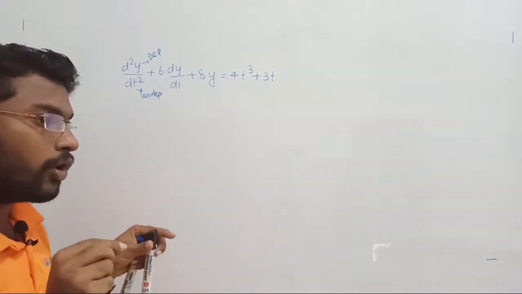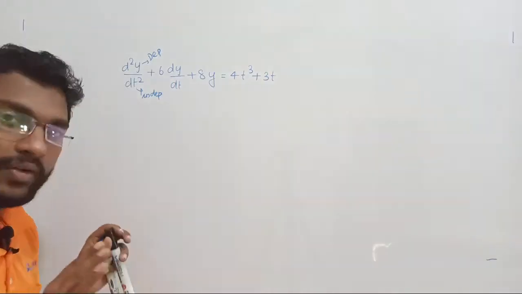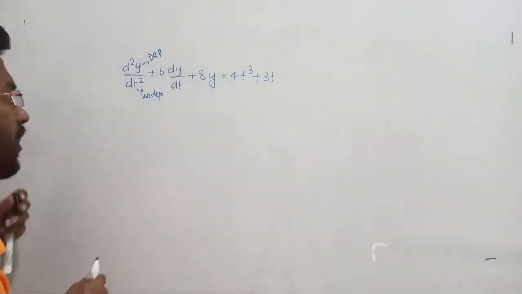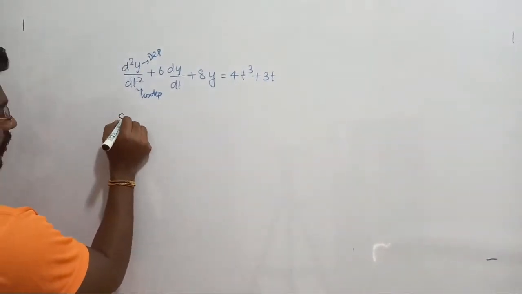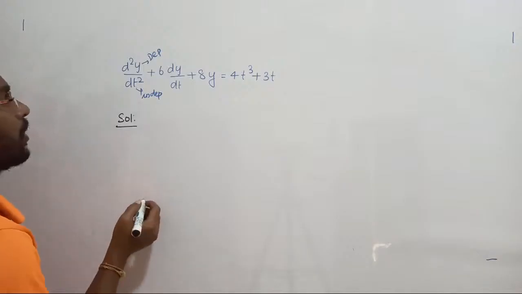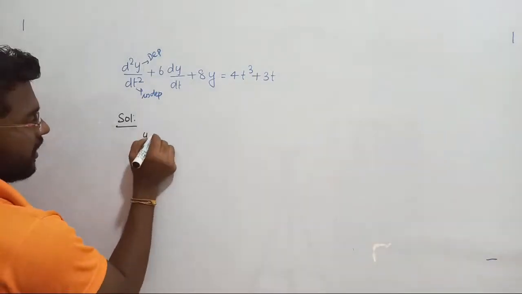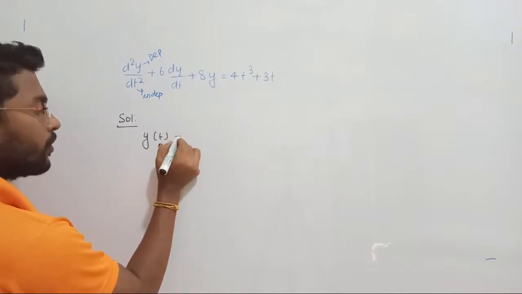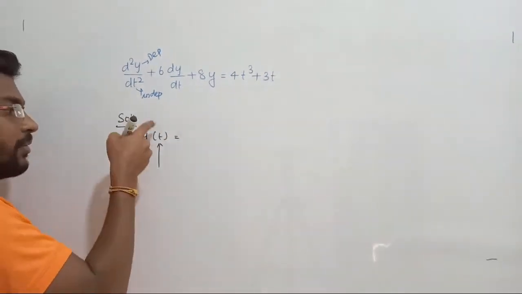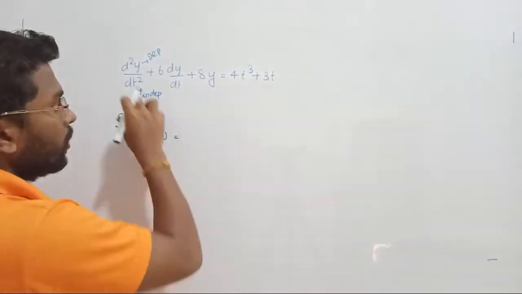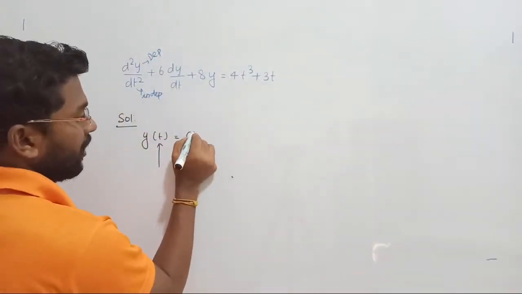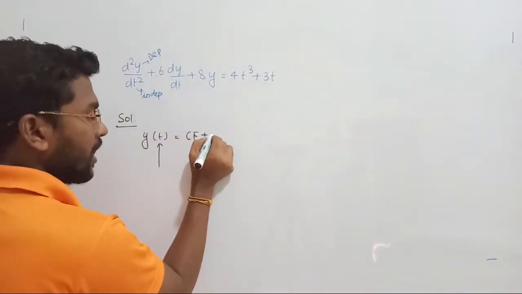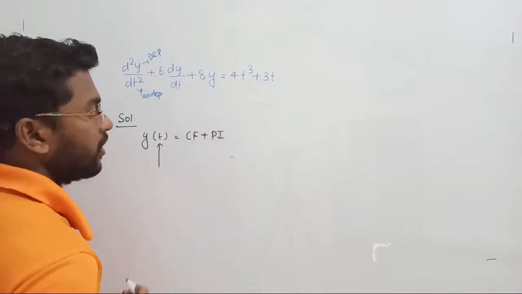Polynomial equation, we know, right? You can try it by yourself, you don't need to wait for me. Okay, anyway, my responsibility, I will bring the answer for this question. First, the function can be written as y of t, since t is the independent variable and y is the dependent variable. So y of t, from this characteristic equation, will give you two solutions. One is complementary function, another one is particular integration.